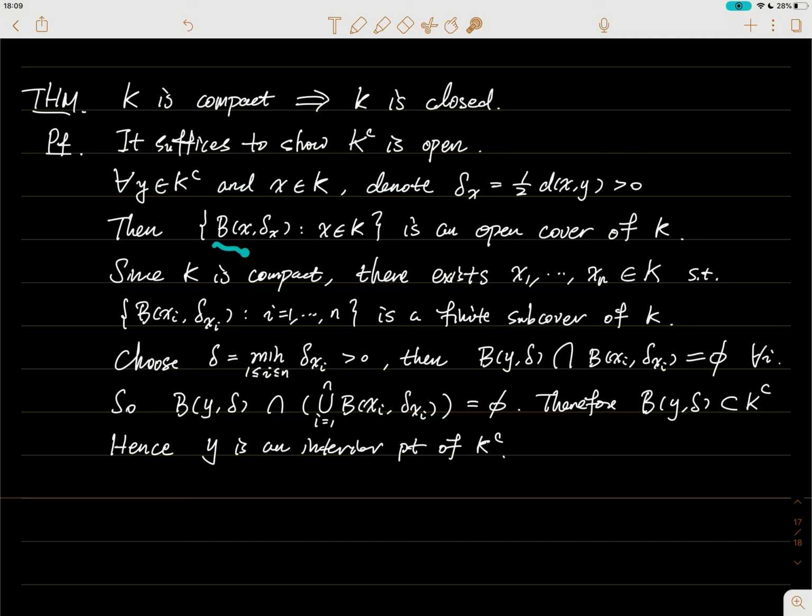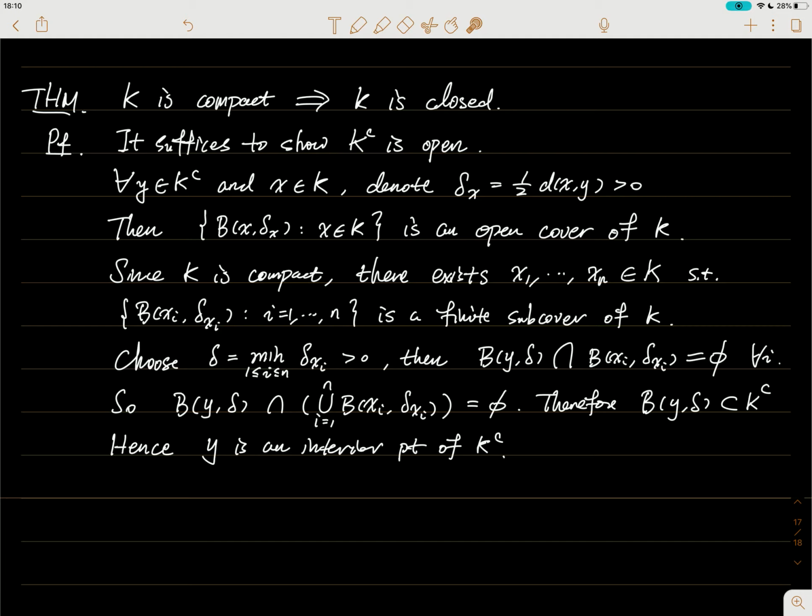So I have these open balls, finitely many of them, with finitely many centers. I call them x1 through xn. Just using the balls centered at those points, which is a collection of finitely many balls, for each of these xi I have a ball, right? I find x1 through xn such that these balls also cover K. So this is a finite subcover of K, and that is all due to the compactness of K.